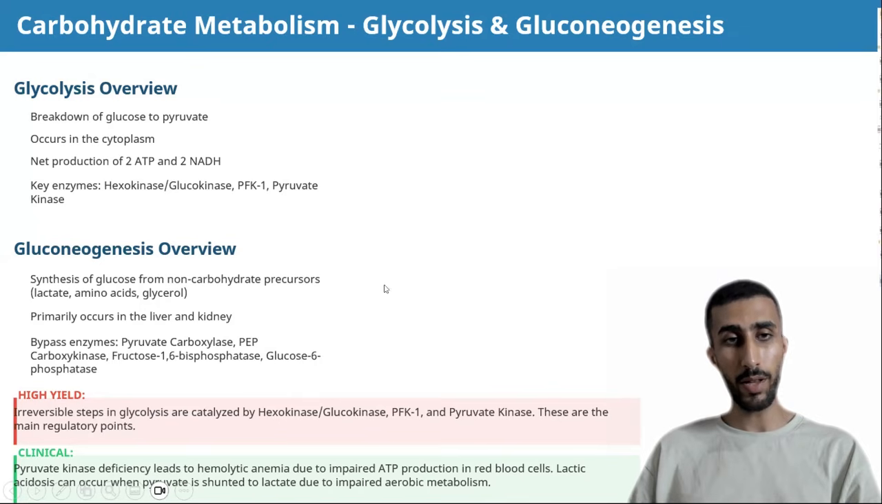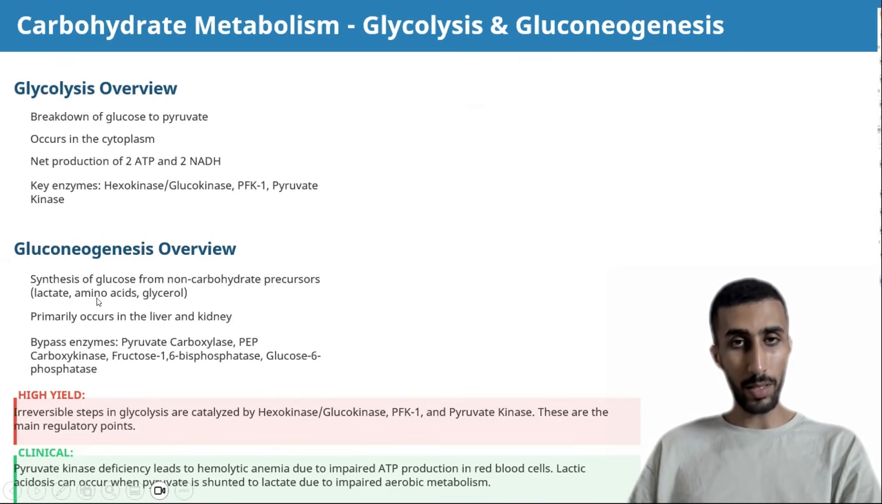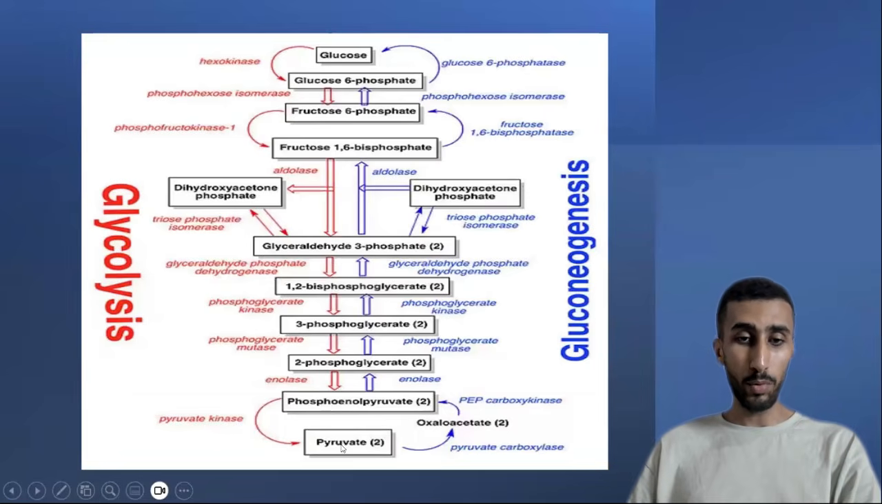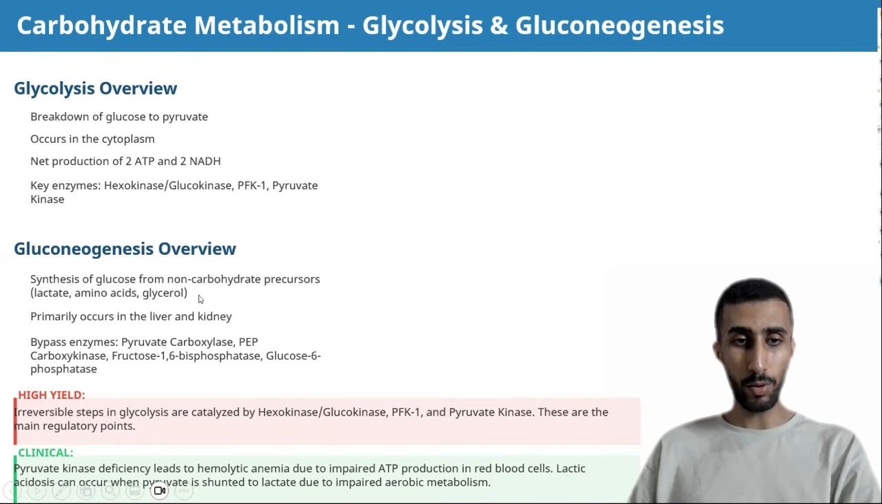Gluconeogenesis, on the other hand, goes in the reverse direction. It is the synthesis of glucose from non-carbohydrate precursors such as lactate, amino acids, and glycerol. Lactate can be converted back into pyruvate, and also amino acids such as glycine. So the glycine glucose cycle. It is very high yield to know that amino acids can produce pyruvate, and eventually we get glucose from amino acids, and also from glycerol. So either from fat, from amino acids, or from carbohydrates, we can get glucose to support the body under fasting conditions.